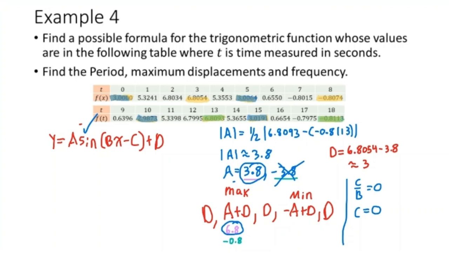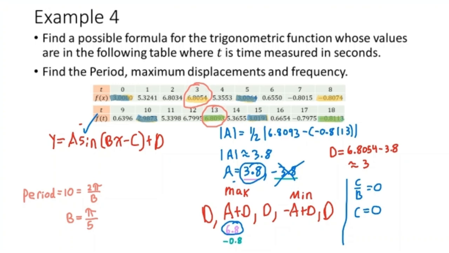To figure out b, keep in mind our period is the amount of time our cycle lasts, which will be how long it takes to go from a maximum to a maximum value. So here, we can see it takes 10 seconds to go from our first maximum value to our second maximum value, which means 10 equals 2 pi over b, which means b equals pi over 5.